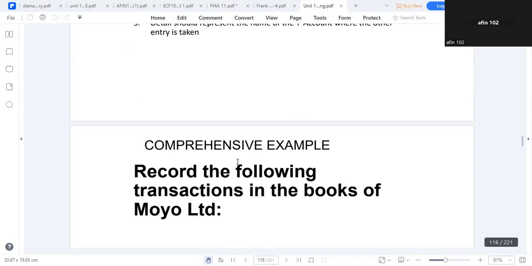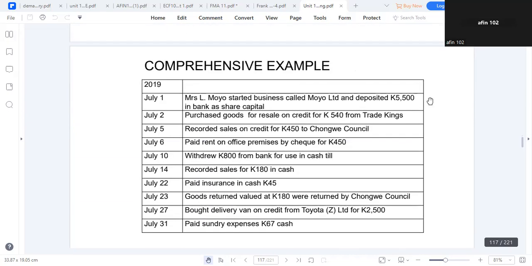So we're going to look at a few questions here where we're going to start with the T accounts. So we have an example, number 1. Mrs. L. Moyo started a business called Moyo Limited and deposited 5,500. So which items are we able to identify in this transaction? We have the capital account. Whenever we start a business, it's a capital account. All right, we have the bank account there. What else do we have?